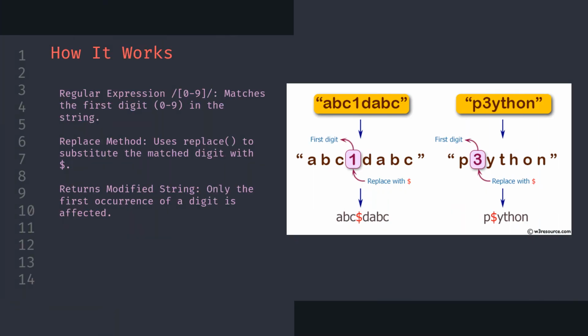The program follows a straightforward process. First, we use a regular expression, backslash d, to match the first digit. We apply the replace method, which replaces the matched digit with the dollar character. And finally, we return the modified string. Only the first digit is replaced, leaving the rest of the string unchanged.